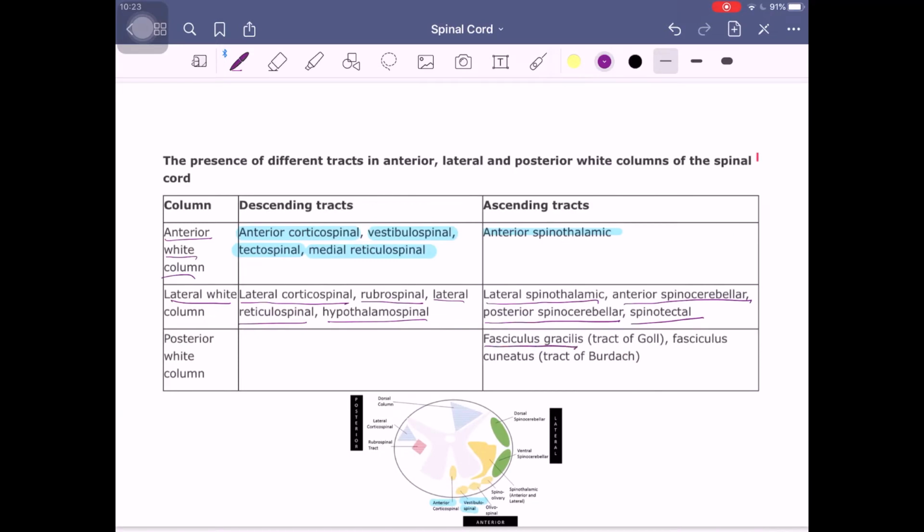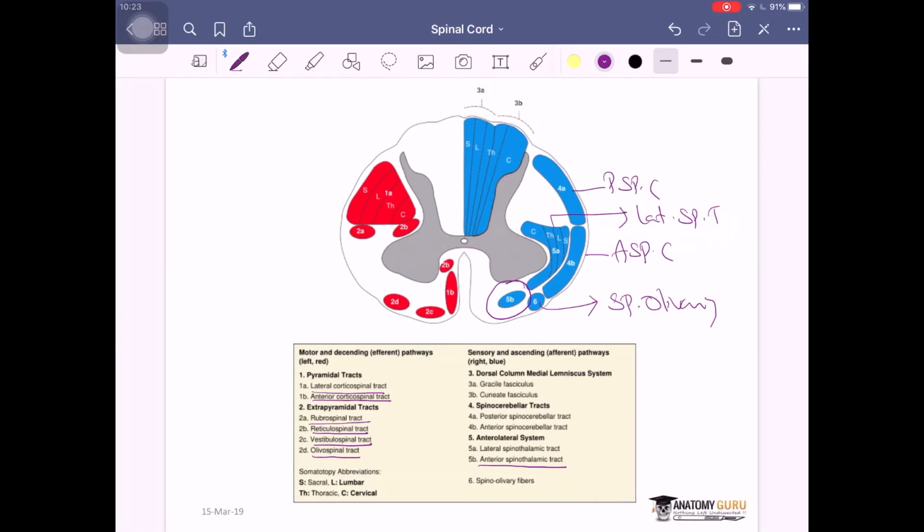And then posteriorly you have the fasciculus gracilis, also called the tract of Goll, and the fasciculus cuneatus, also called the tract of Burdach. You can see the medial one is your gracilis, and the lateral one is your cuneatus.